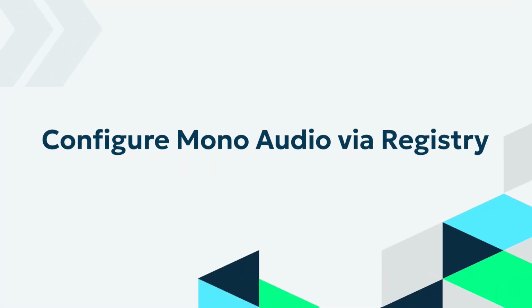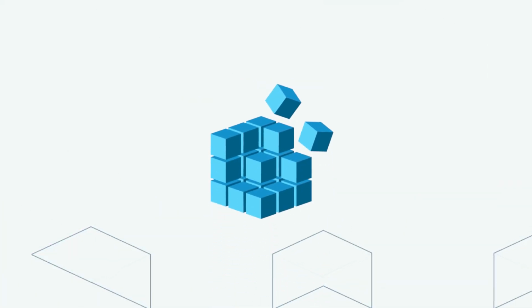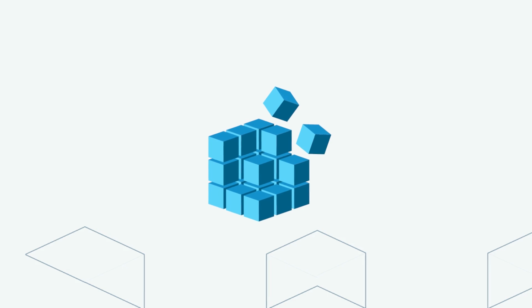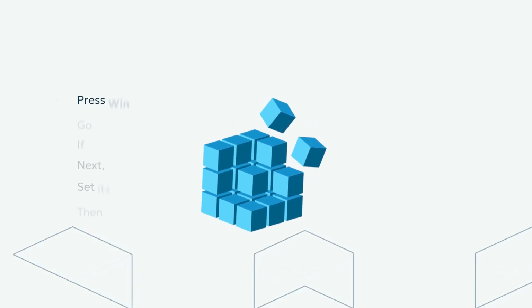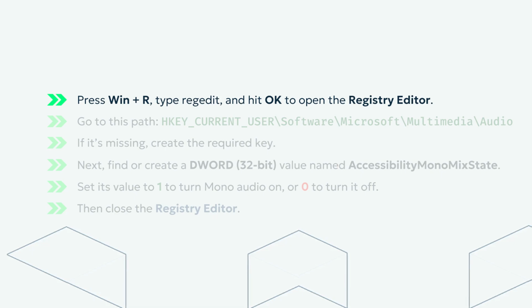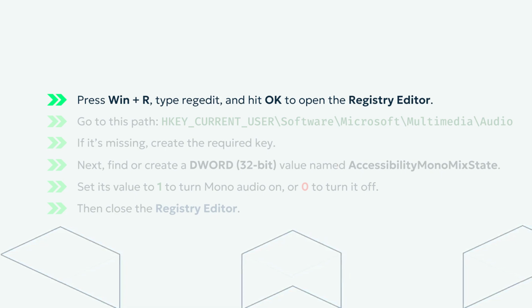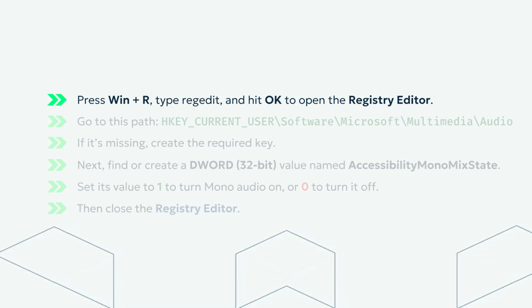Method 2. Configure mono audio via Registry. Advanced users can use these steps on personal or managed devices, perfect when GPO isn't available. Press Win+R, type regedit, and hit OK to open the Registry Editor.